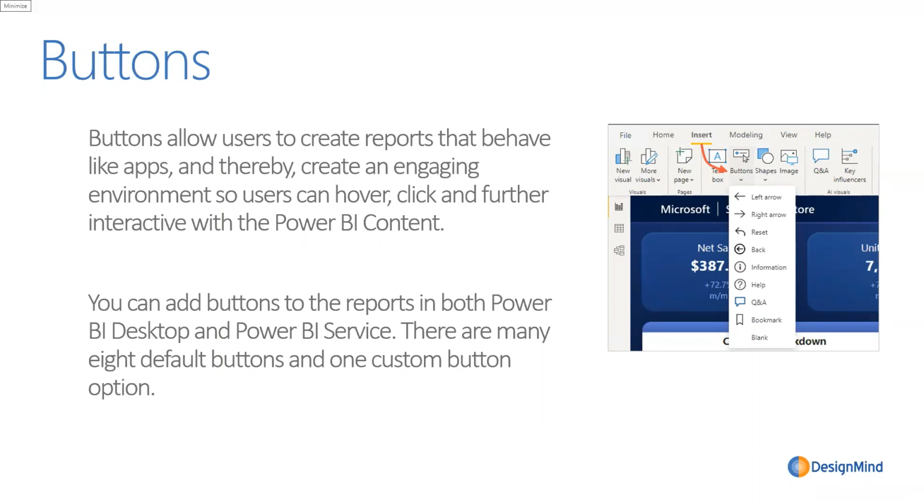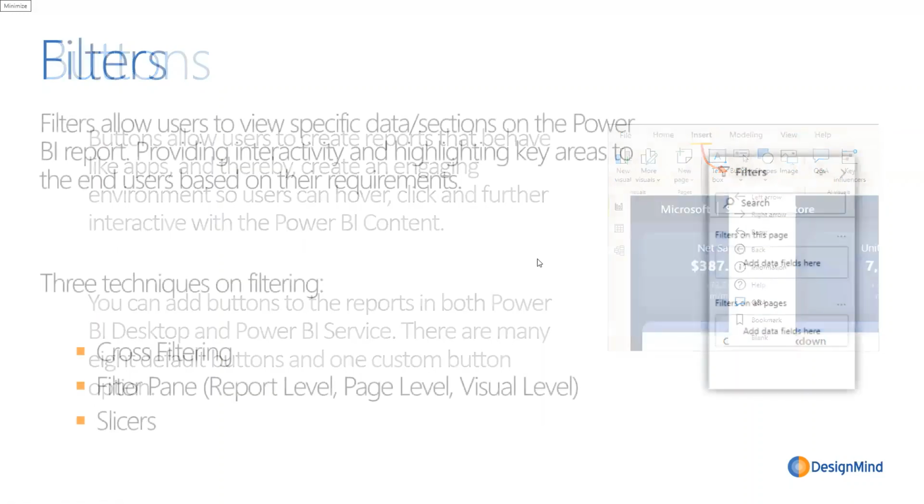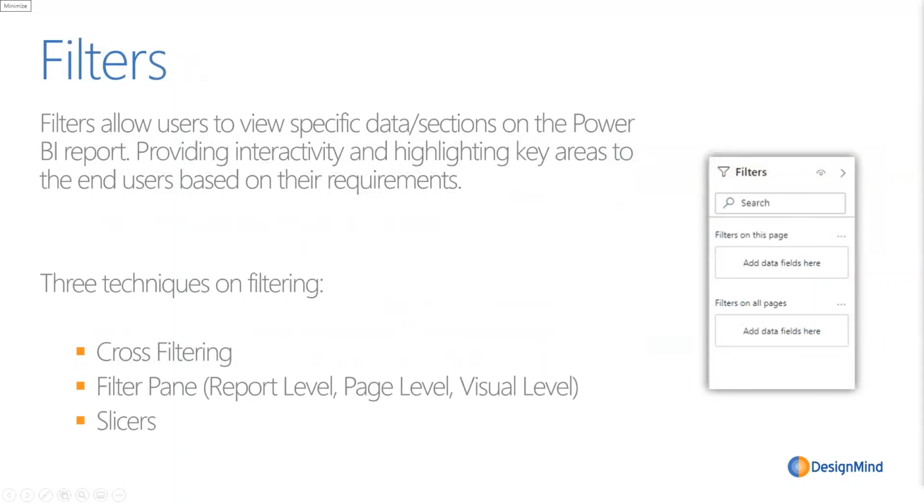Cool. Awesome. So the second tool that we're going to talk about is filters. The filters in Power BI provide the capability to highlight key areas of the reports to the end users. It also depends on their requirements. But in Power BI, there are three main filtering techniques. The first one is cross-filtering.